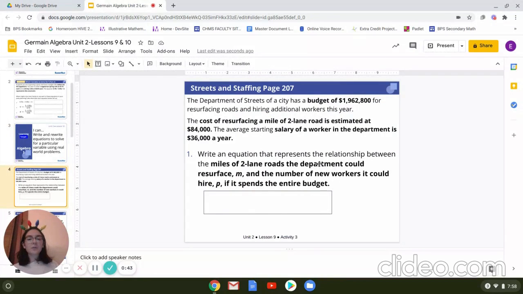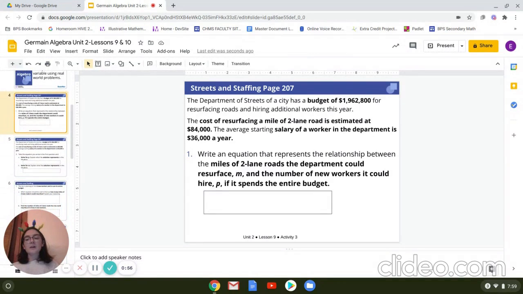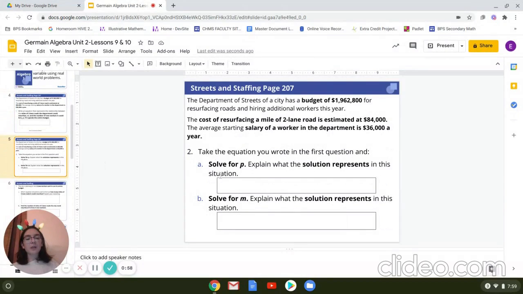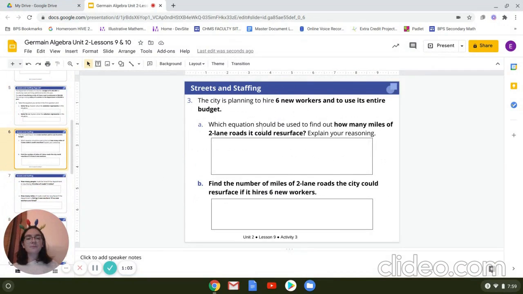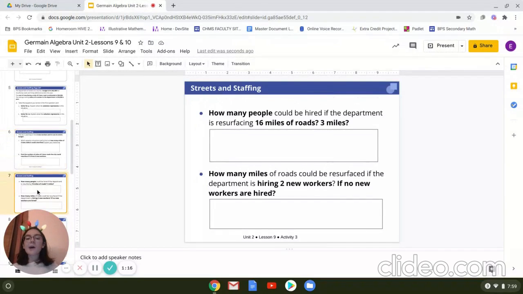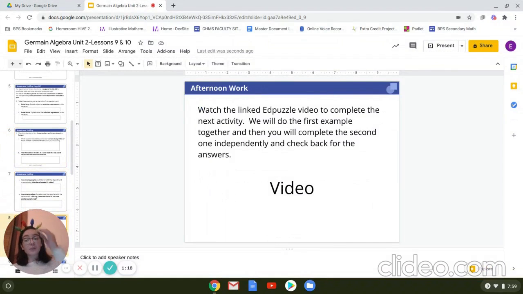We talked about those people that were paving the streets. They had a budget. It costs a certain amount to repave roads. It costs a certain amount for a salary, and we had to create an equation and isolate for different variables. We had to solve for P, we had to solve for M, then we had to talk about which equation we should use in different situations, which equation will make it easier to find the solution they're asking you, given the information they're giving you. And that's really what we did for the first half.